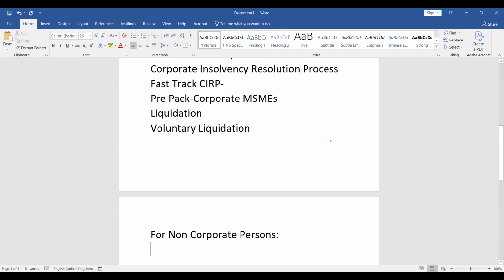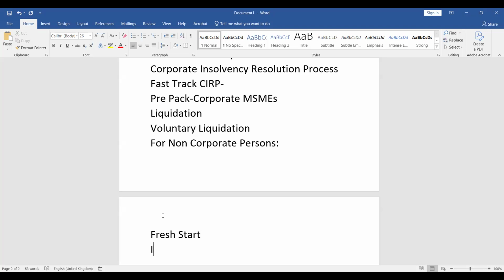So for non-corporate persons, what are the various processes? First is the fresh start process. What is this fresh start? Fresh start means if you are a person with limited means, you are not having much income or much assets or much liabilities, then you can start afresh. You can start on a clean slate. You need not pay anything. So there is a process.